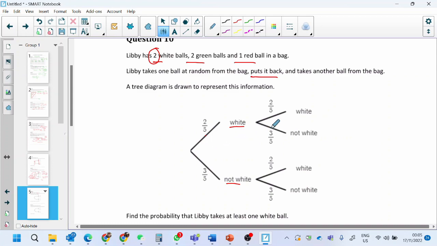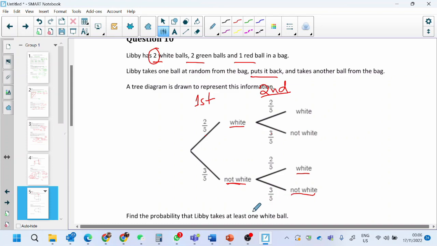And then if Libby gets white in the first try, in the second try the probability again remains 2 out of 5 and not white is 3 out of 5. And if Libby gets not white in the first attempt, which is 3 out of 5, then in the second attempt the probability remains the same. Probability of getting white is 2 out of 5 and not white is 3 out of 5.